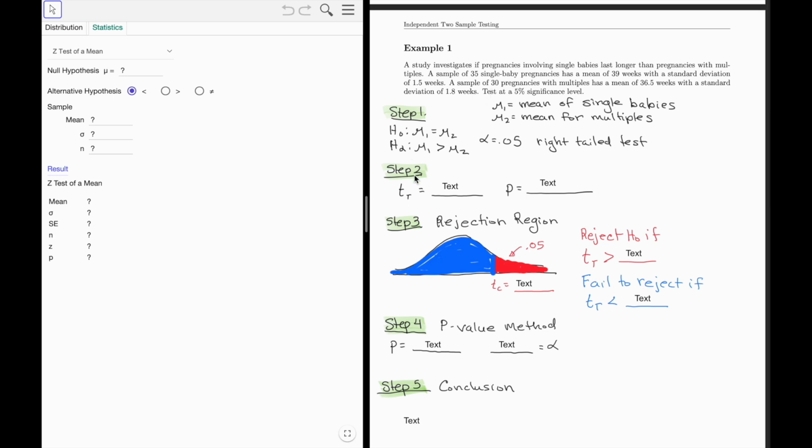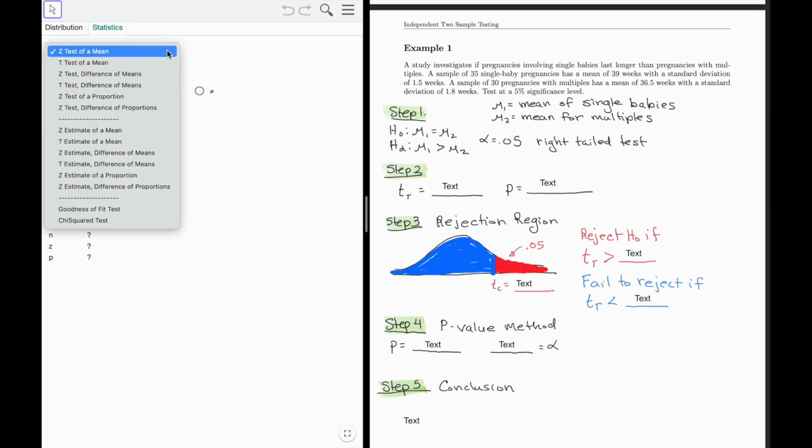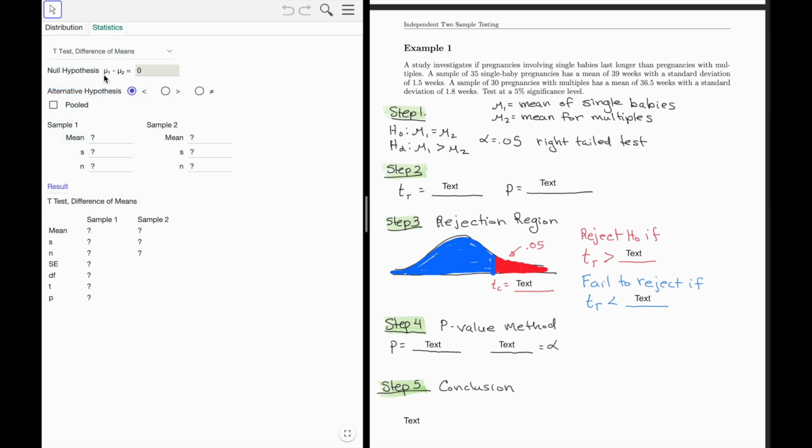So to find in step 2 our test statistic and our p-value, I'm going to choose the t-test for the difference of means, right? We're doing two means. I'm going to choose that option. Now, GeoGebra writes it as mu1 minus mu2 is equal to 0. We wrote it as mu1 is equal to mu2. These two are the same thing, because if mu1 is equal to mu2, then when I subtract them, I get 0. So that is equivalent to saying mu1 is equal to mu2.